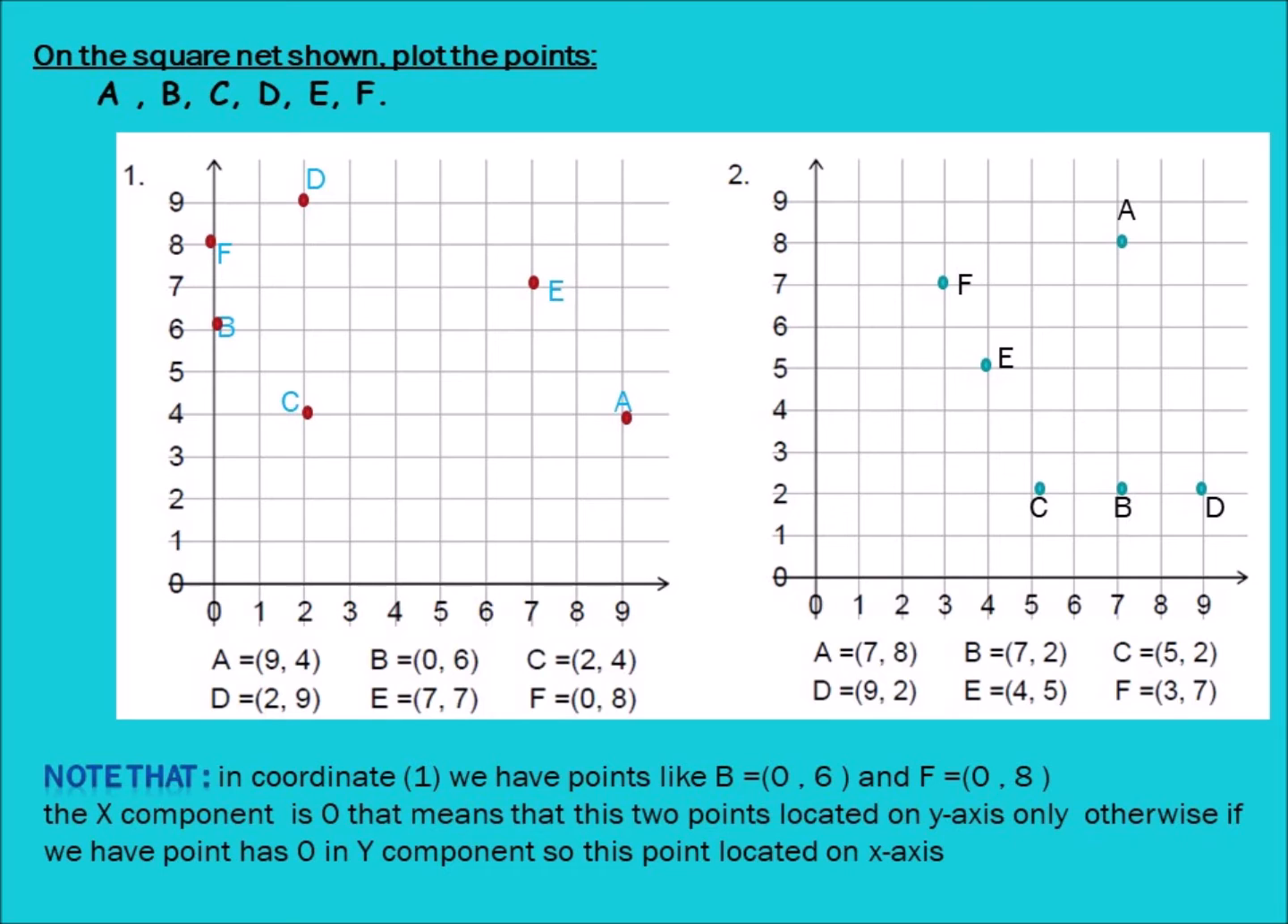We have the point D, 2 and 9. I will move 2 points forward or 2 steps and move upward for 9 steps, then plot the point D. We have E, 7 and 7. So I will, starting from the point 0, move 7 steps forward on the x-axis, then going upward for 7 steps and stop, plotting the point E. The last point, which is F, I will plot it by 0 and 8. So I will start from the point 0, moving upward for 8 steps or 8 points, then plot the point F.